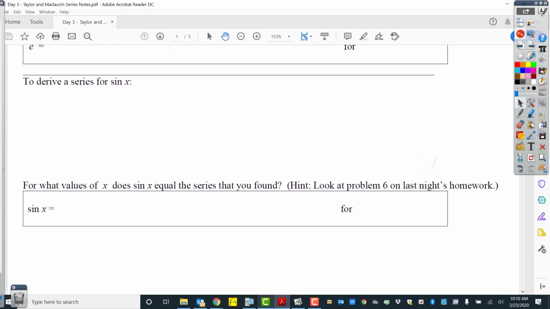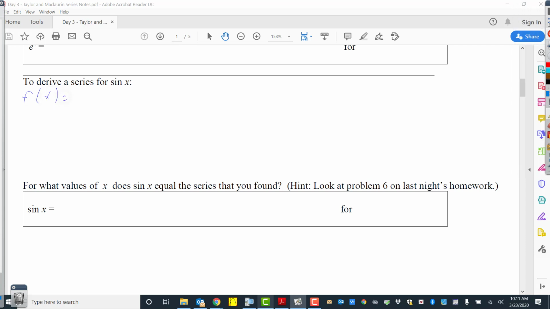The next one that we need to know is sine of x. This one's going to take up a little more space, mainly because as we do our derivatives, we have f of x equals sine of x, f prime of x is cosine of x, f double prime of x equals negative sine of x, the triple prime of x, the third derivative, equals negative cosine of x, and then over here we'll do the fourth derivative, which equals back to sine of x.